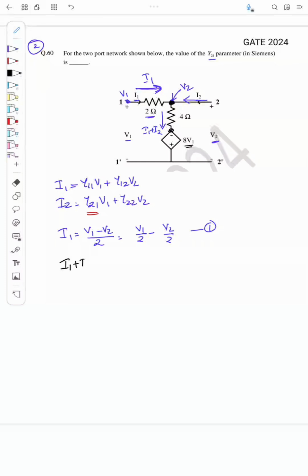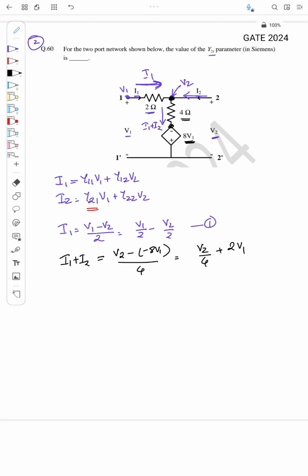I1 plus I2, the current flowing through this 4 ohm resistor, that is equal to the voltage across 4 ohm, that is V2 minus the voltage here, so minus 8V1. Okay, so this is a dependent source, that is the voltage across 4, right? So divided by 4, that is the current.